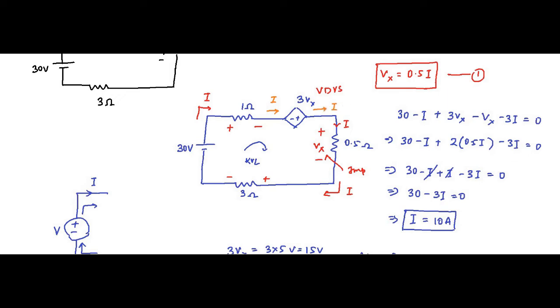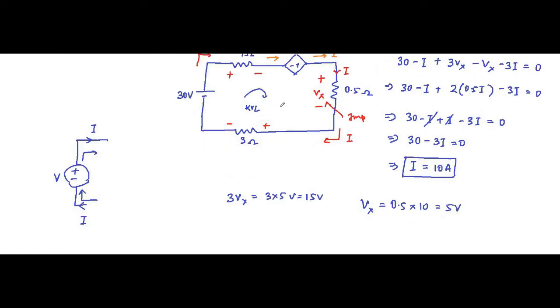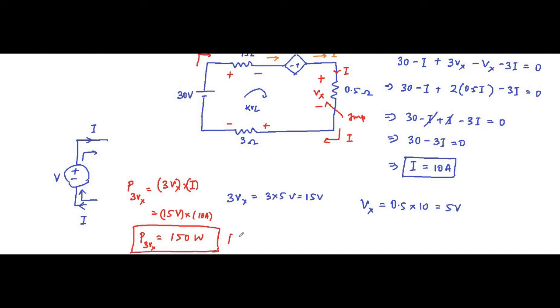So here this voltage source is supplying power, so that value is voltage into current. Power supplied by this 3Vx dependent source is equal to 3Vx into I, that is equal to 15 volt into 10 ampere, that is equal to 150 watts. That is the power delivered or supplied by this voltage dependent voltage source. This is the answer that we want.